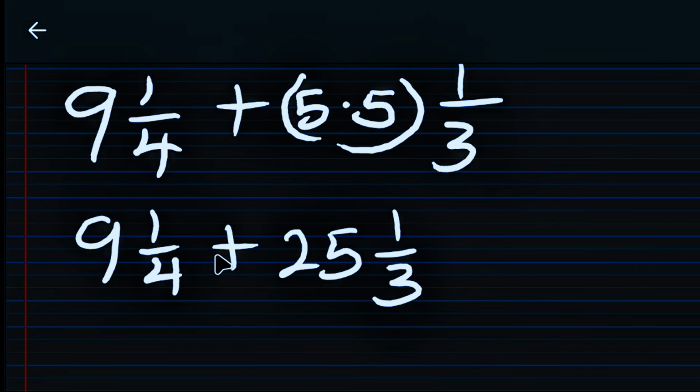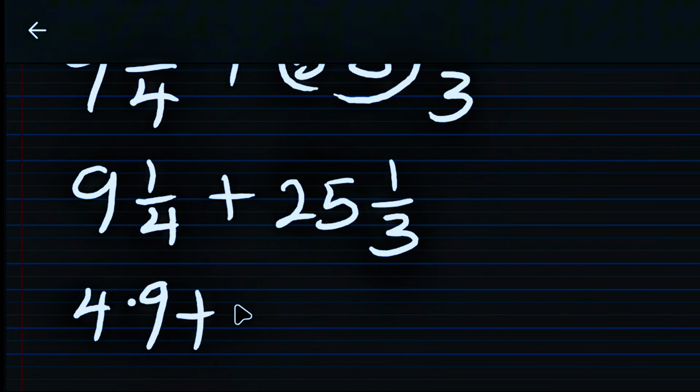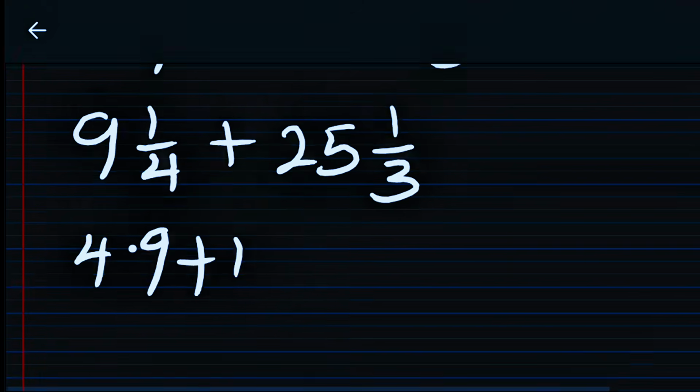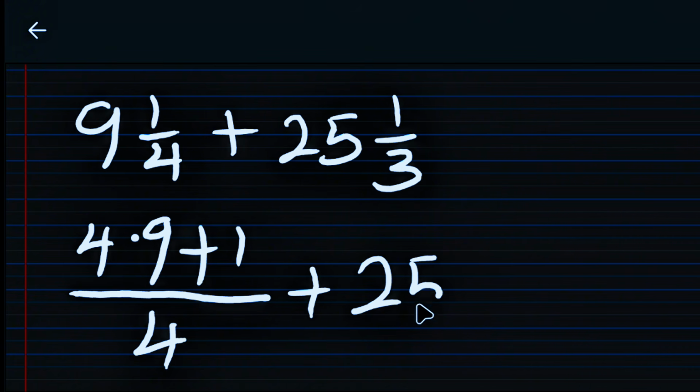Now the next thing we are going to do is to change this mixed fraction to an improper fraction, okay? How do we achieve that? We are going to use the denominator, which is 4. We write 4, then multiply by this whole number here, then plus the numerator, which is 1. Okay, and we are going to divide everything by the denominator, which is 4. Then plus 25 and 1/3.